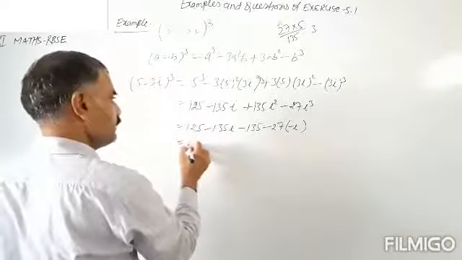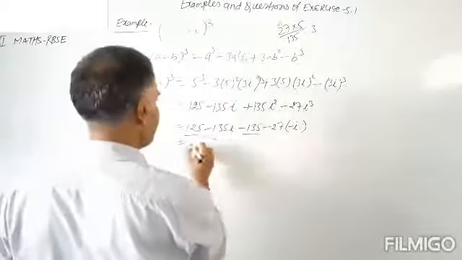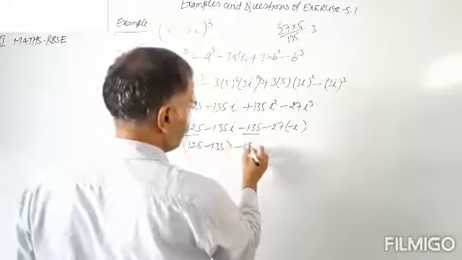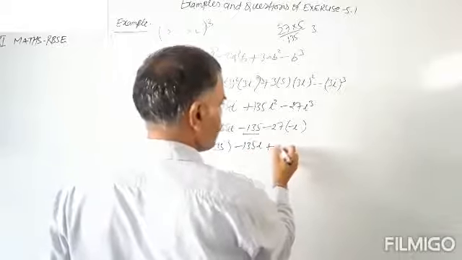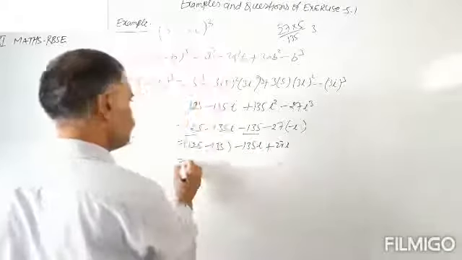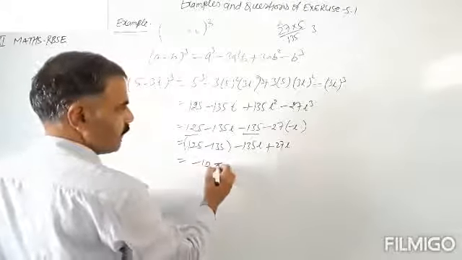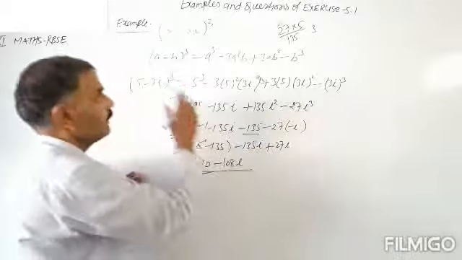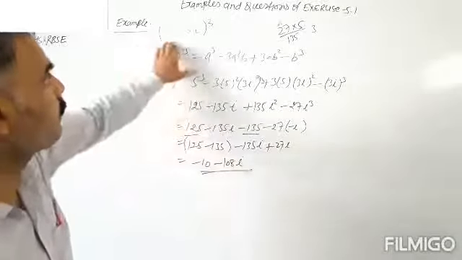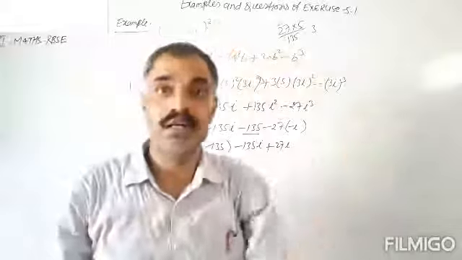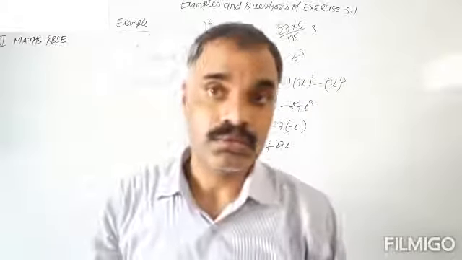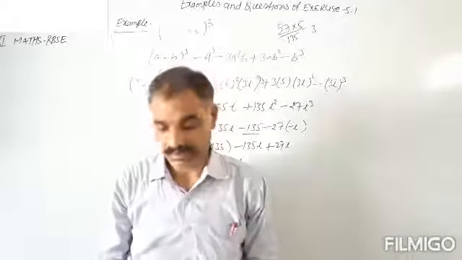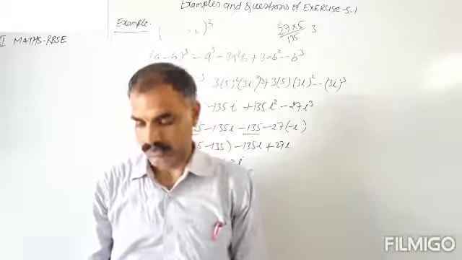So finally this is equal to 125 minus 135, this is the real part, and minus 135 iota plus 27 iota. So equals minus 10 minus 108 iota. Okay, so this is the standard form of the given complex number (5 minus 3 iota) whole cube. Now the next example, number 4.